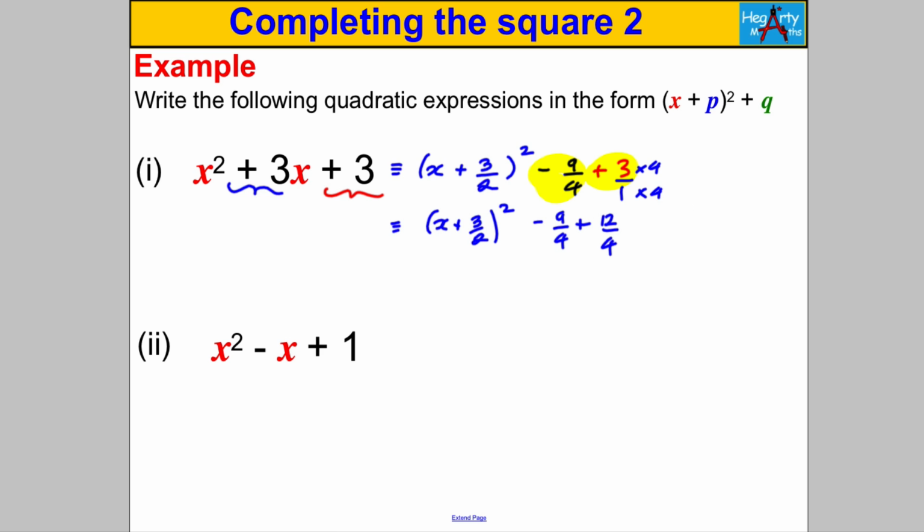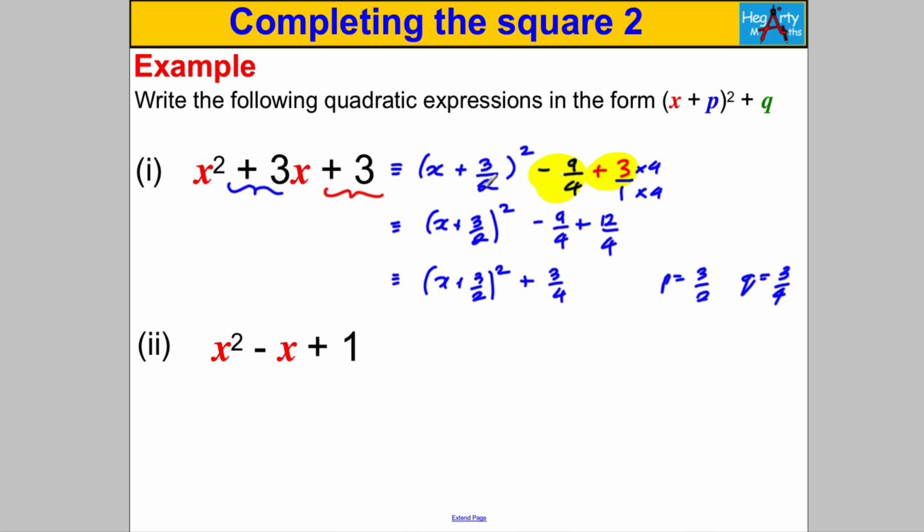Or you could just think of this as written the other way around. That's 12 over 4. Take away 9 over 4, which is 3 over 4. Okay, whatever way works for you. So collecting those two terms up at the end, we're going to get ourselves x add 3 over 2 all squared add 3 over 4. And in this case, our p is 3 over 2 and our q is 3 over 4.